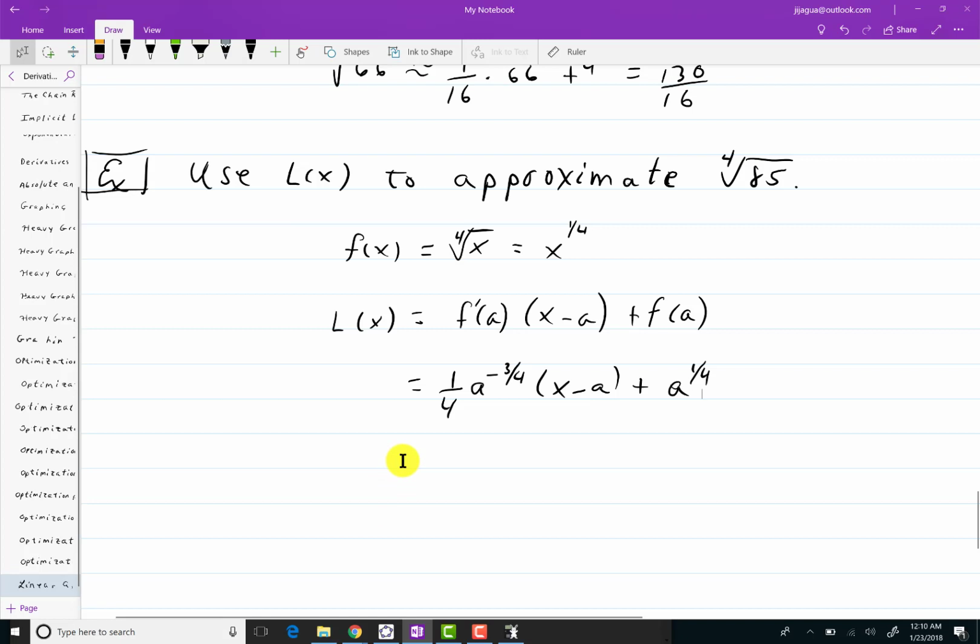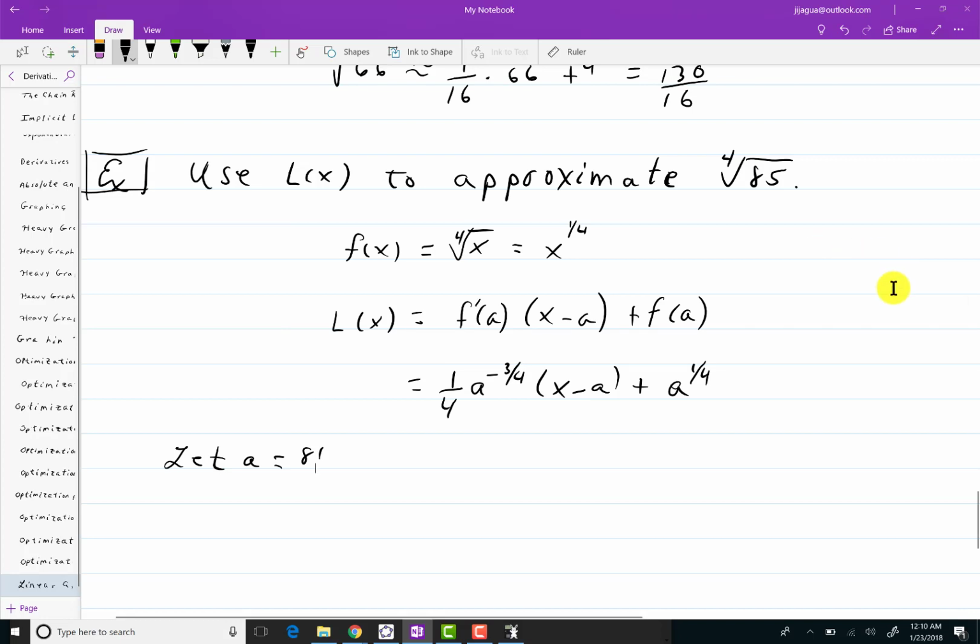Now, what you might consider doing here is picking an a that will have a good fourth power, but one that's not too far away from 85. Can you think of a good fourth power that's close to 85, but whose fourth root you know? I would try to let a equal 81, because the fourth root of 81 is 3.